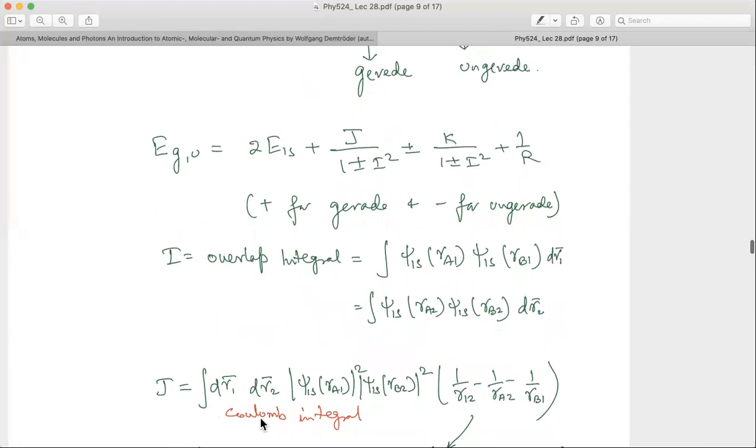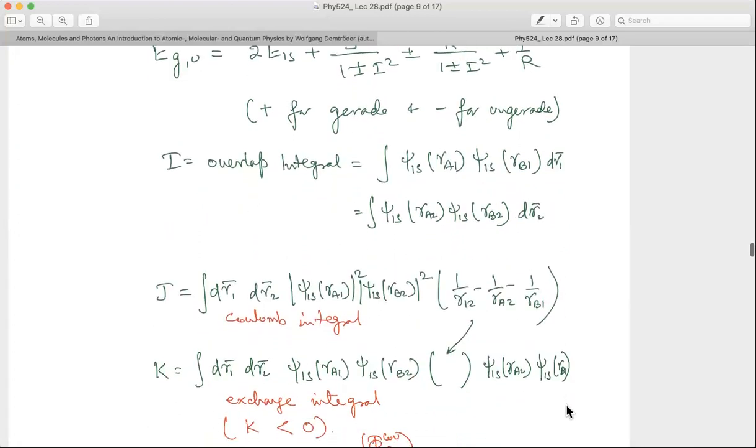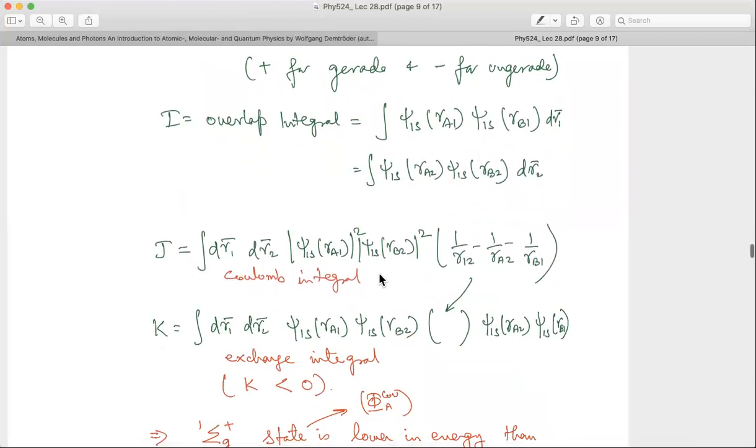Then I get one term, which is the Coulomb interaction. So the same wave functions combine, right? That gives me the psi 1s Ra1 density times the psi 1s B2 density times the expectation value of 1 by R12 minus 1 by Ra2 minus 1 by RB1. So if I calculate that, this is what is called the Coulomb integral, coming from density-density interactions.